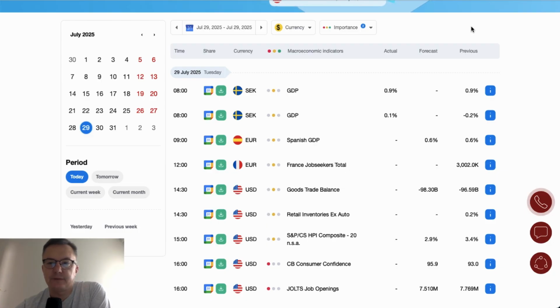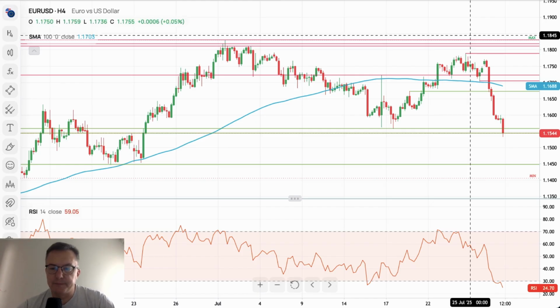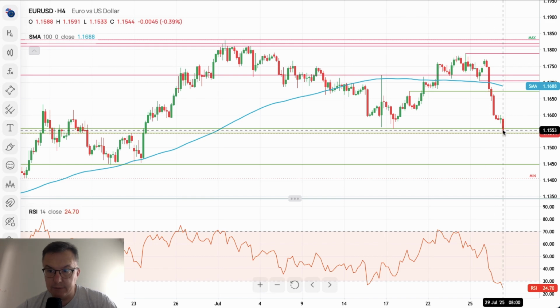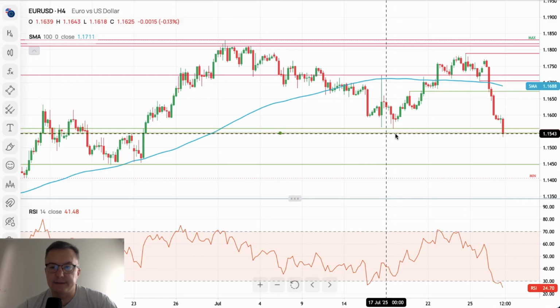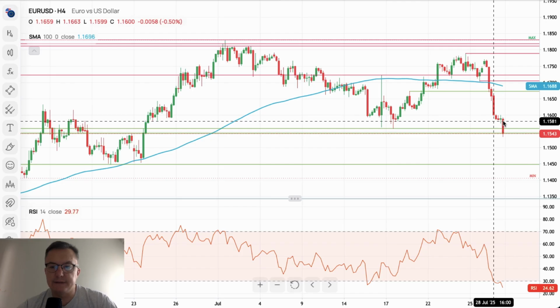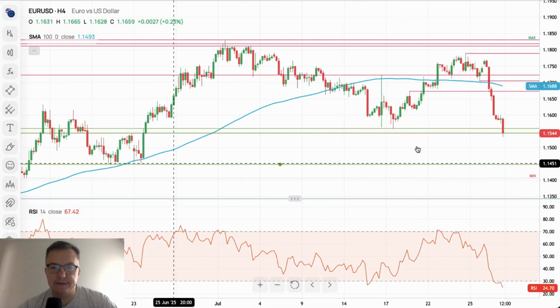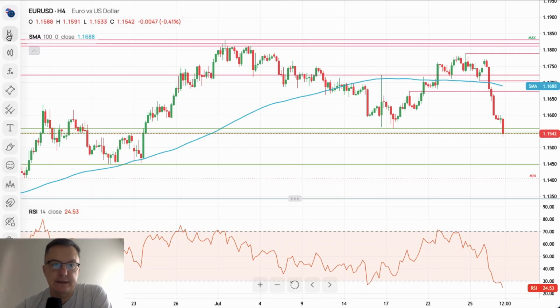We start with euro dollar. Euro dollar is coming down hard from the extremely overbought conditions to the extremely oversold conditions. In like one day we are down towards the level of 1.1533, so we are testing this technical support. Apparently, to be precise, this level has now been violated. The next target for the bears is located at the lows from June 19, 2025, and this is the level of 1.1450. So it looks like the market is reversing here quite significantly.